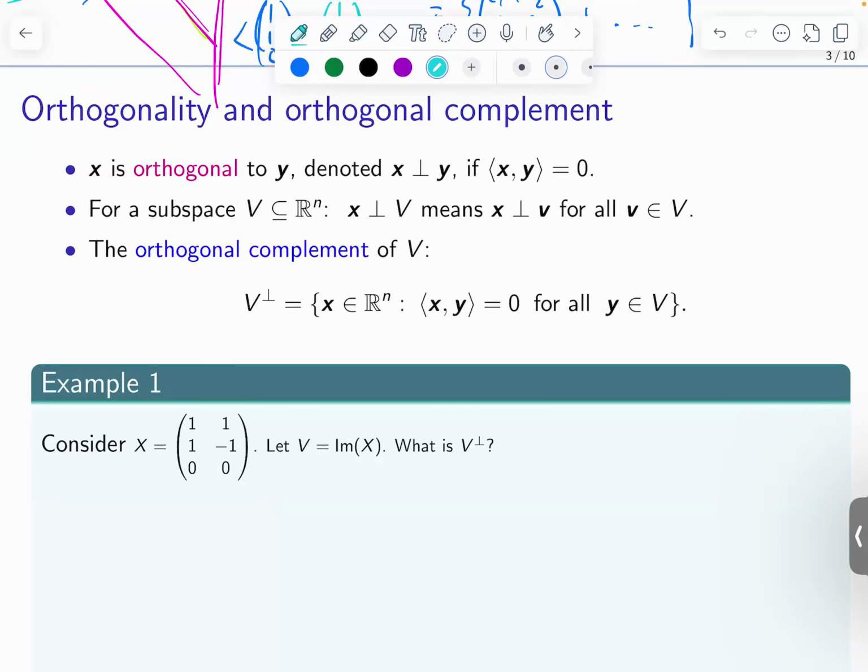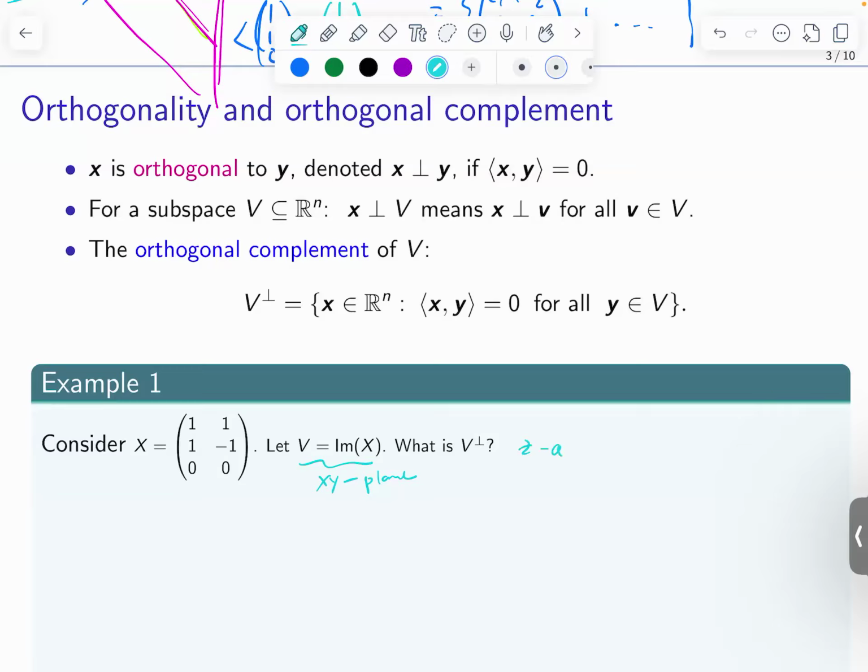I'm going to skip this example because it gives the same result. If X is a matrix, look at its image, which is the span of these two vectors. What is that space? This is another example. This is the xy plane. We're using a different basis here, but it's the same subspace, so the orthogonal complement will be the same. It will be the z-axis.